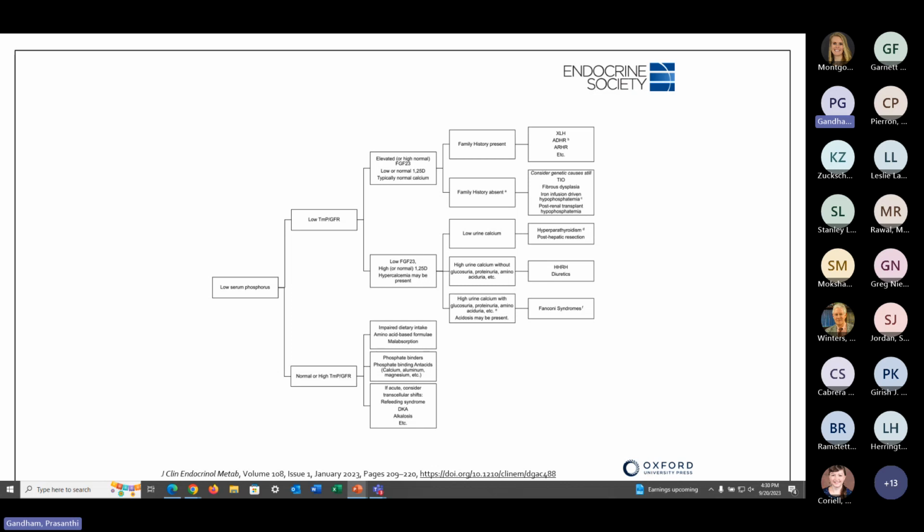If you have a low FGF23 and a high 1,25-dihydroxyvitamin D, then we're of course thinking of one of the non-FGF23 dependent forms of hypophosphatemic rickets. If the urine calcium level is high, if you have hypercalciuria, then likely this is either HHRH or a diuretic. Or if you have high urine calcium, but there are a number of other defects like glucosuria, proteinuria, et cetera, then likely you're dealing with Fanconi syndrome.